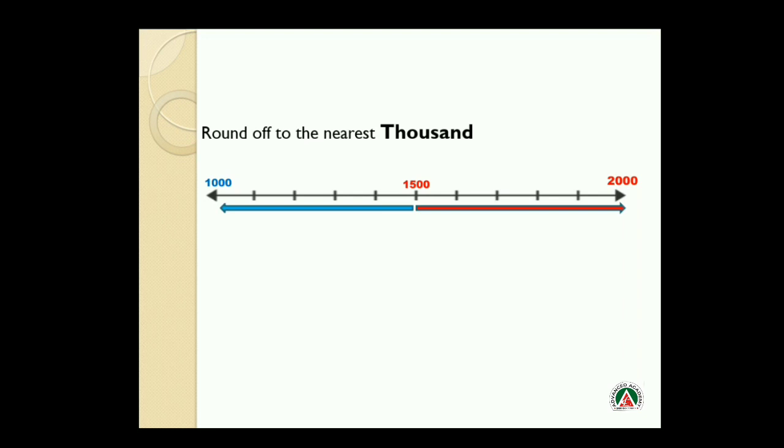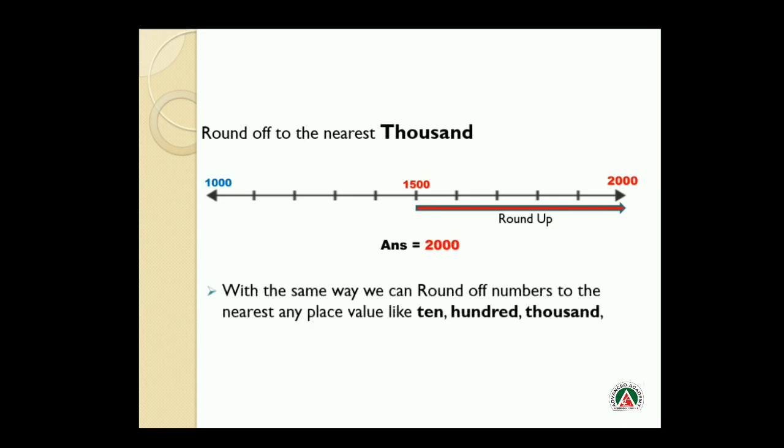So what to do? We learned in the first slide that 15 will come in which limit? Round up. That 5 will come in which limit? Round up limit. So this will go towards up. So 15 will round up towards the next 1000, and the answer will be 2000.